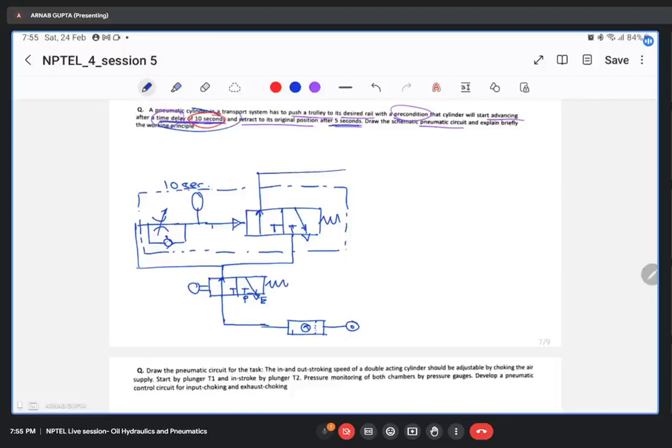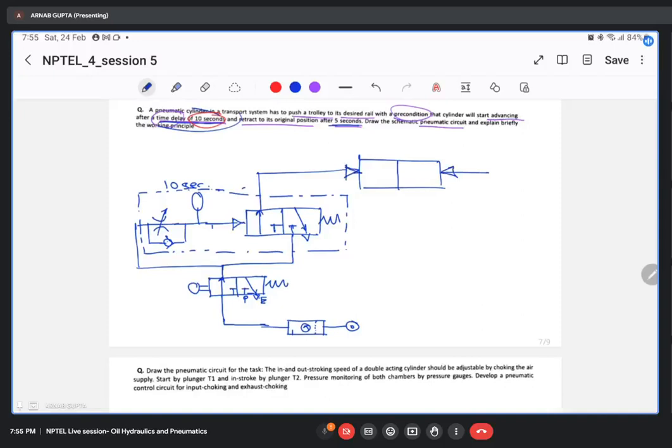Now I could directly connect this to my cylinder. But what problem was it creating? I was not able to control the retraction process, that 5 seconds of delay. So for that I need another valve. So let us put one more DCV here. That will allow me to control that retraction process also.